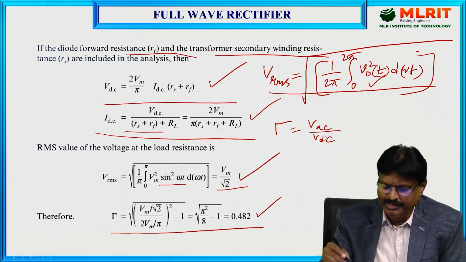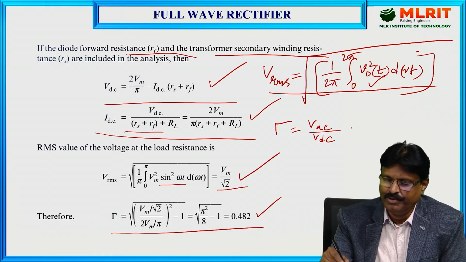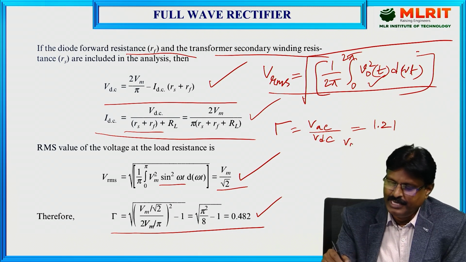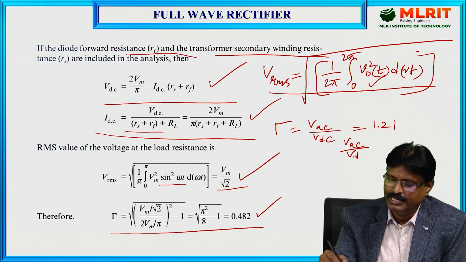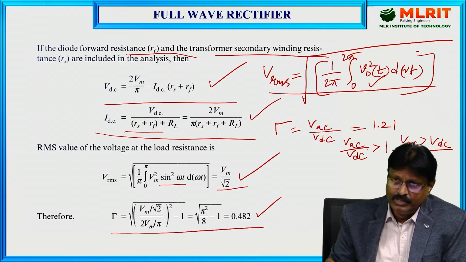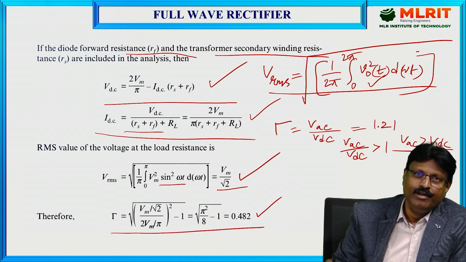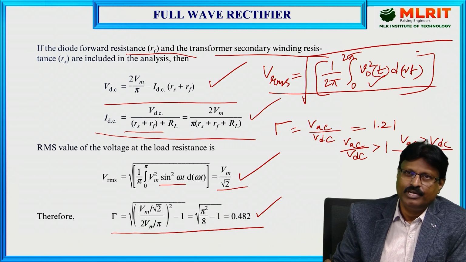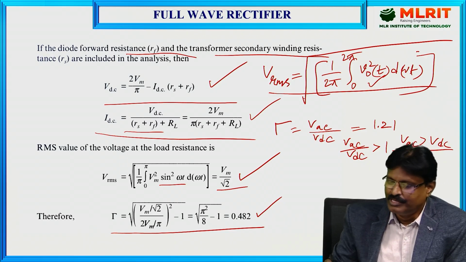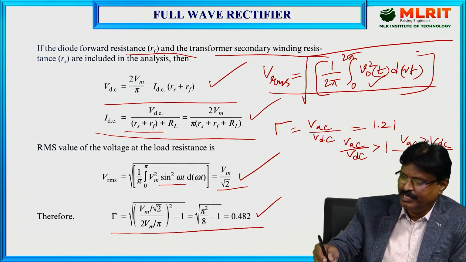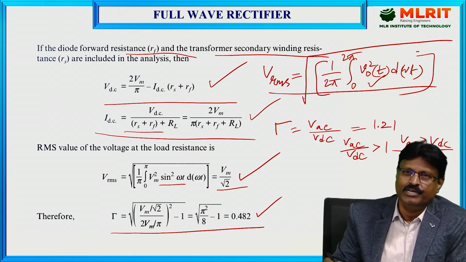So observe here, the ripple factor of the half wave rectifier we got as 1.21. So VAC by VDC is greater than 1. That means VAC is greater than VDC. So the AC components contained in the half wave rectifier output are more when compared with the DC components. That shows the property of the half wave rectifier. It has got a poor regulation. Why? Because AC components are more when compared with the DC components.